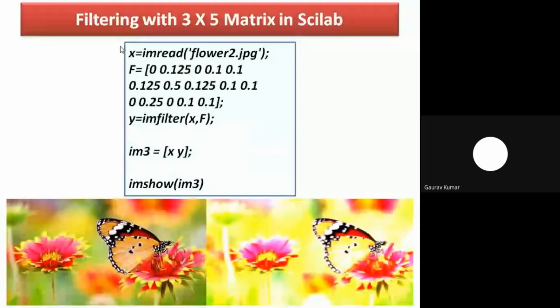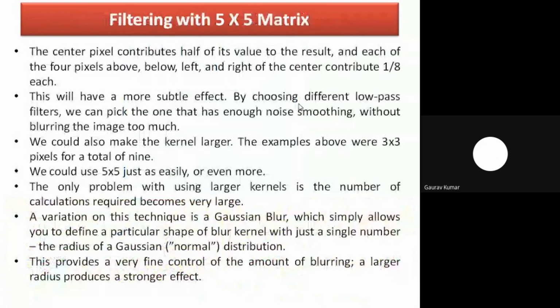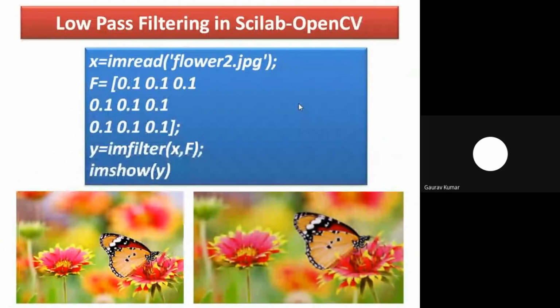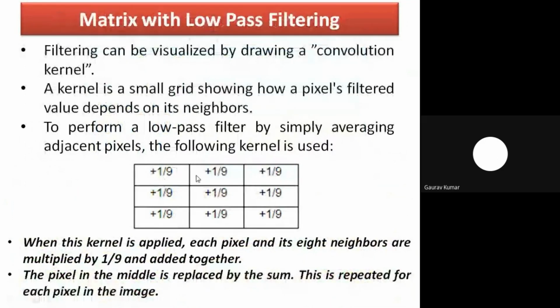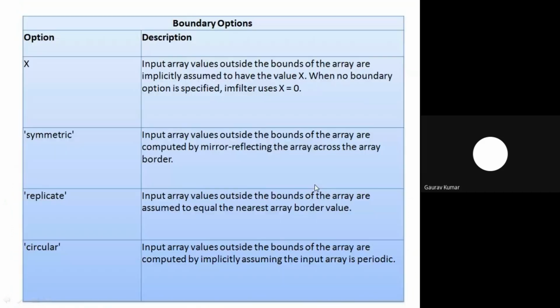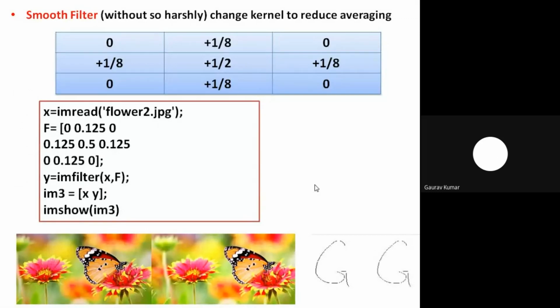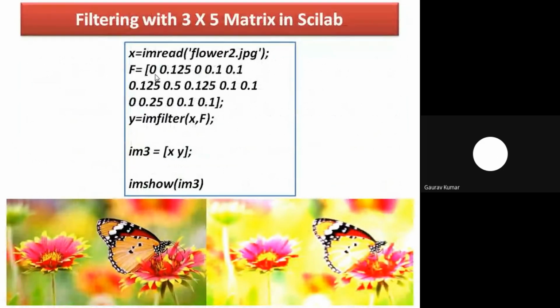So this is the way. 0, this is 1/8, 0, 0.1, that is 1/9. What is this? This is the hybridization, a merger. If we recall low pass filtering, we had this matrix with 1/9 uniformly in every cell. If we merge it with the smooth filter, a hybrid approach of the smooth filter with traditional low pass filtering, you can see here we are with 3x5. In 3x5 we can also play with the values.